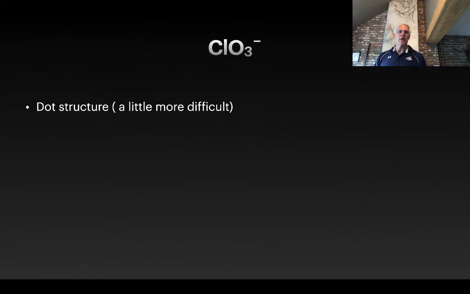Another example here, ClO3, so that's a chlorine and 3 oxygens. It does have a negative charge on there, which makes the dot structure just a little bit more difficult. The only thing that's more difficult there is that negative charge. That negative charge indicates that that molecule had to have an extra electron to make the bonding happen appropriately. And so when you're doing your dot structure, and you're adding up your total number of electrons, you have to add in that one extra electron to account for that negative charge.